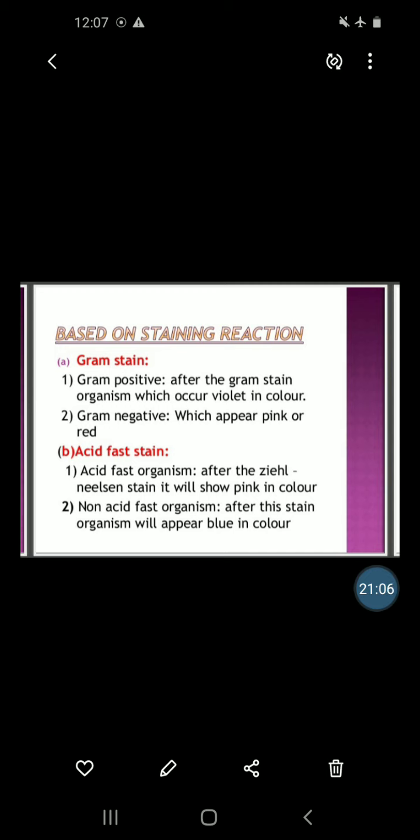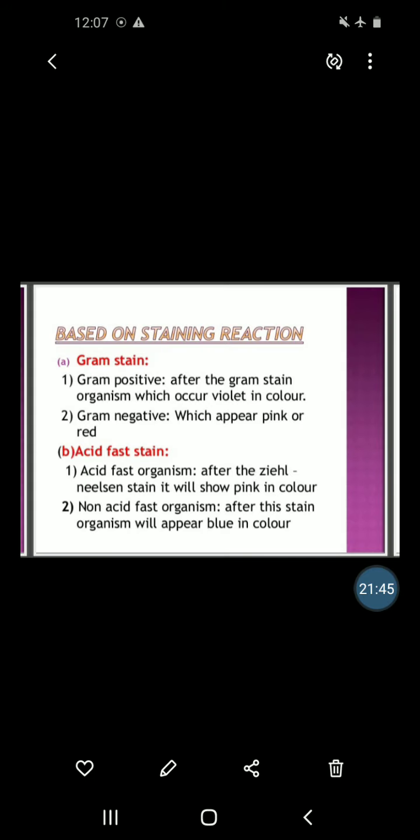In acid fast organisms, after staining with the Ziehl-Neelsen reagent or stain, the bacteria show pink color. In non-acid fast organisms, after the staining, they show blue color. So what is the difference between acid fast and non-acid fast organisms? The acid fast organism shows the presence of pink color after the staining, and the non-acid fast organism shows blue color after the staining.